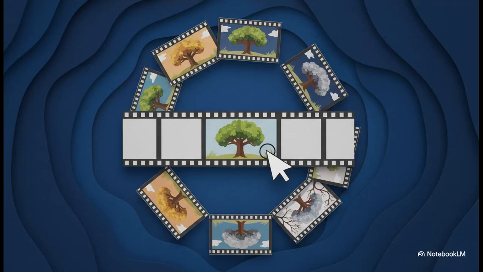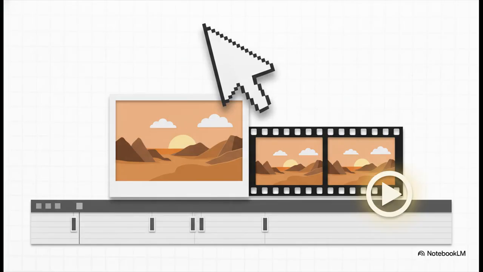You've got a clip in your edit, but it's not quite right. Instead of starting over, you just right-click it and hit Regenerate. Boom! It just re-rolls the prompt and gives you a brand new version. And it's non-destructive, so you can easily flip between all your different takes right there in the editor.